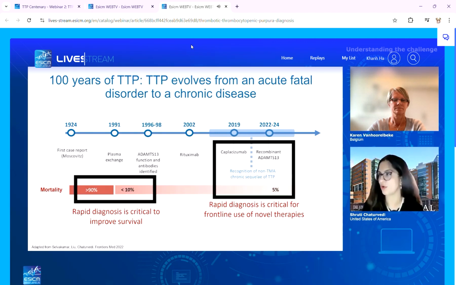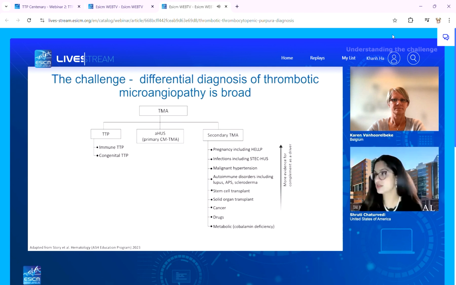We cannot deploy these excellent agents that are now available. However, there is a very big challenge. The challenge is that TTP, when it walks through the door, does not declare itself, and the differential diagnosis of a thrombotic microangiopathy is very broad.